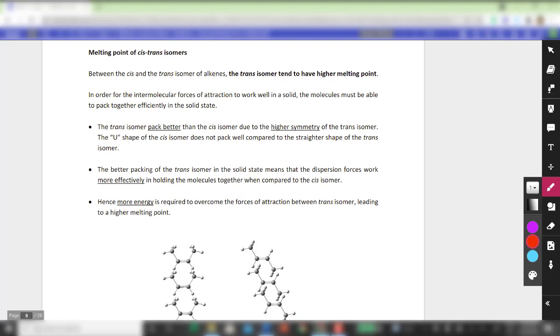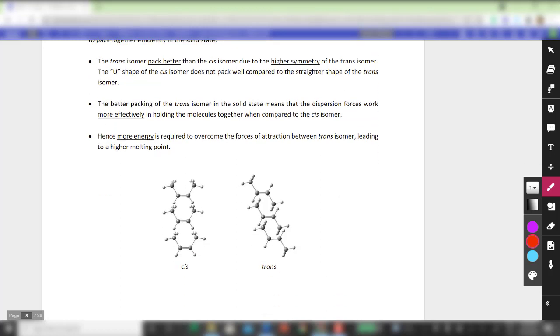because of the higher symmetry, and then the cis isomer, being a tub shape or maybe a U shape kind of molecule, right, doesn't pack as well. Yeah, because in a solid state, the molecules are relatively immobile due to the fact that very little heat is present, and they are being put in very regular intervals.